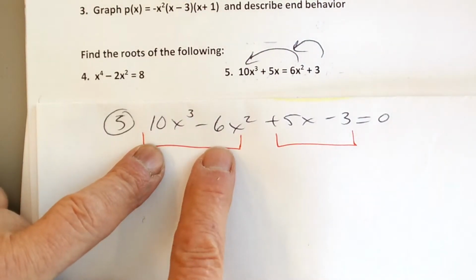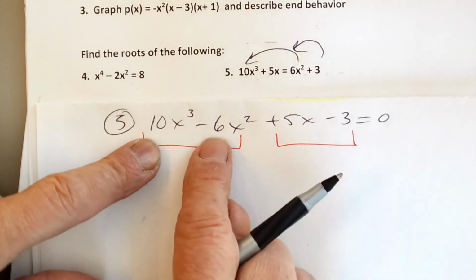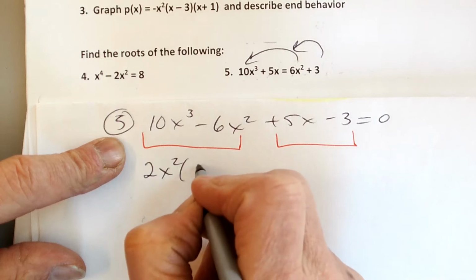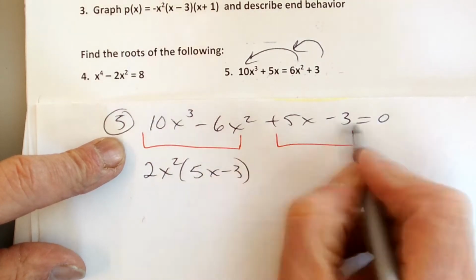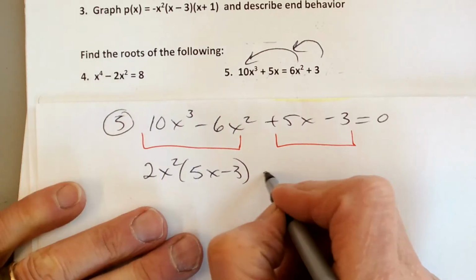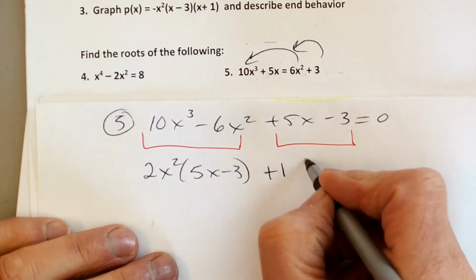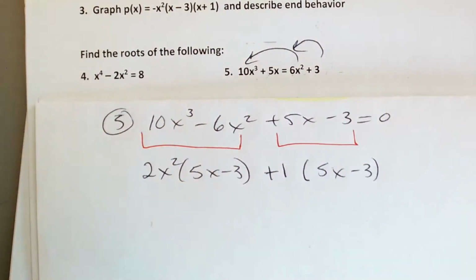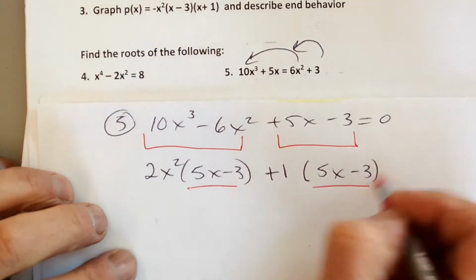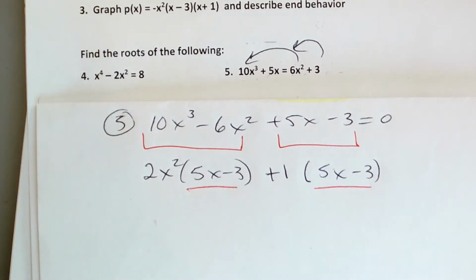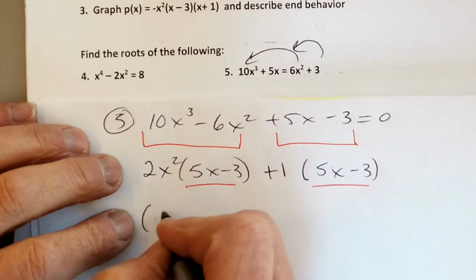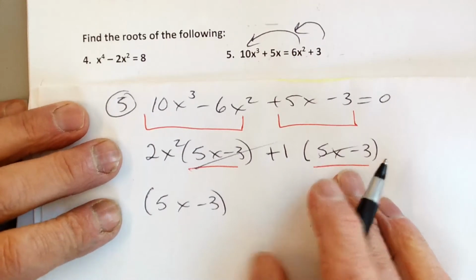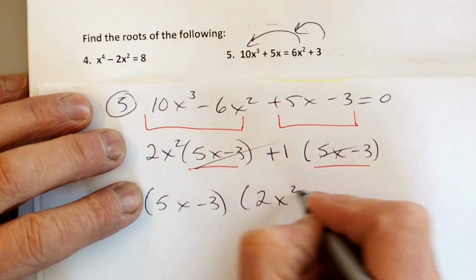These first two have a 3x squared in common. Nope, I'm wrong. 2x squared in common. That leaves me a 5x minus 3. I like that because that's what I have here. Now I need them to match up, so I'm going to take out a 1. Seems odd, but I'll take out a 1, and I'll have a 5x minus 3. I did that on purpose so that I could have the same term twice. Okay, so then I'll factor that out. My 5x minus 3 comes out, and what's left over is my 2x squared plus 1.